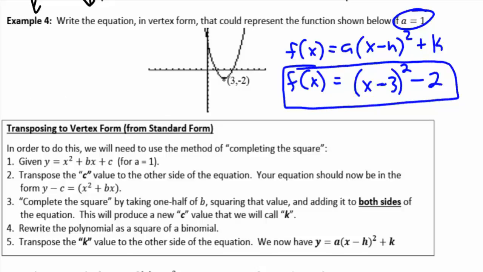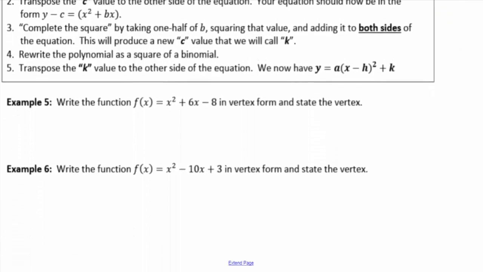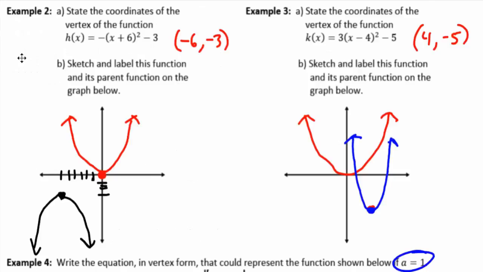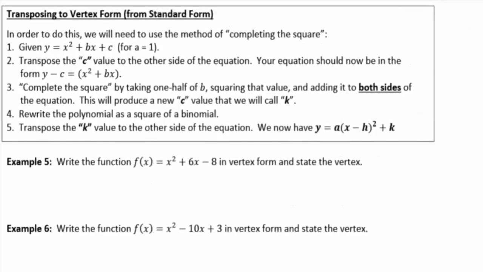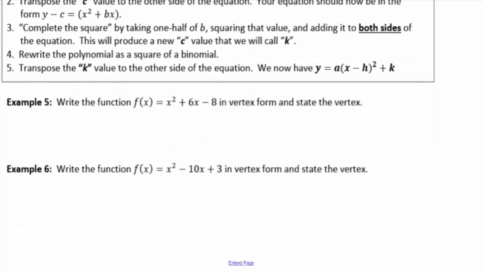Pretty simple going backwards. Now, last thing in this video, example 5. So example 5 and 6, here's the directions on how we're going to go from standard form to vertex form. So here we go. Just follow along. I'm not going to read through this with you, but I'm just going to do the examples, and then you'll see it when you practice it in class tomorrow. You'll get the hang of it.